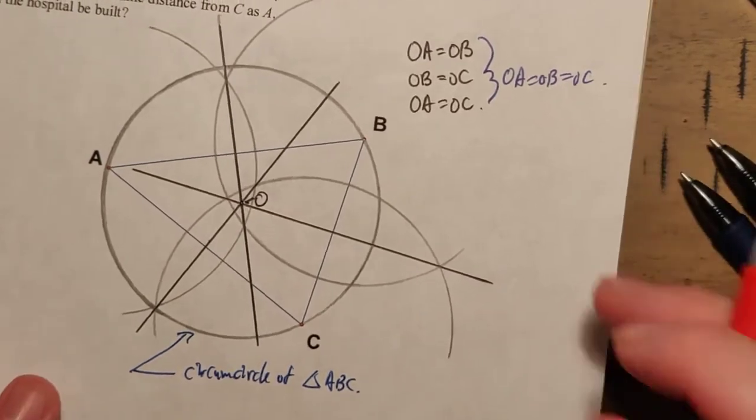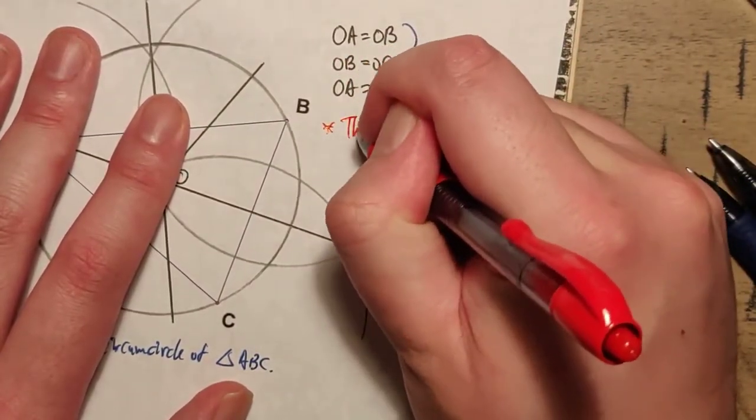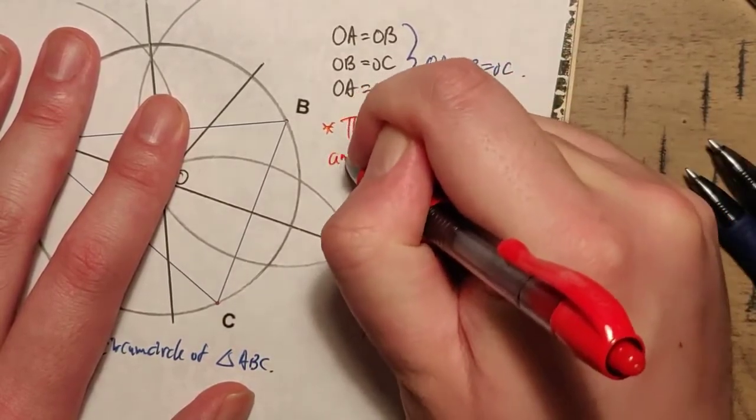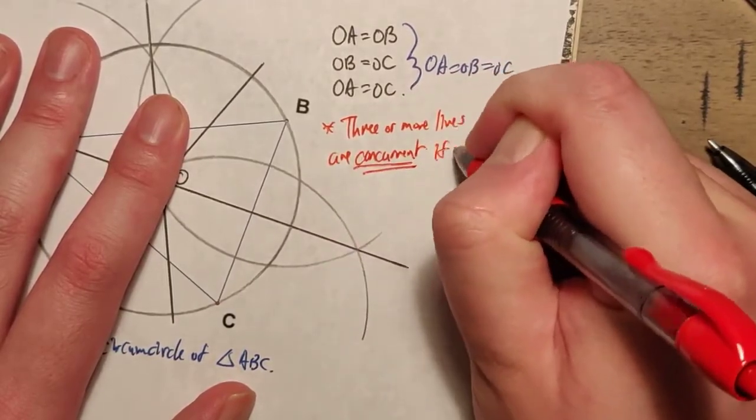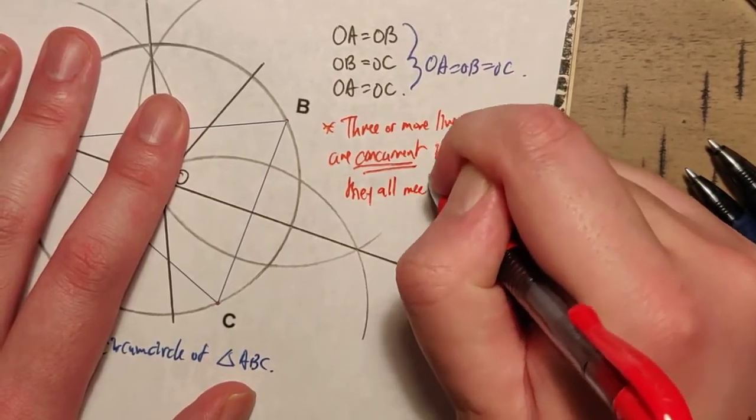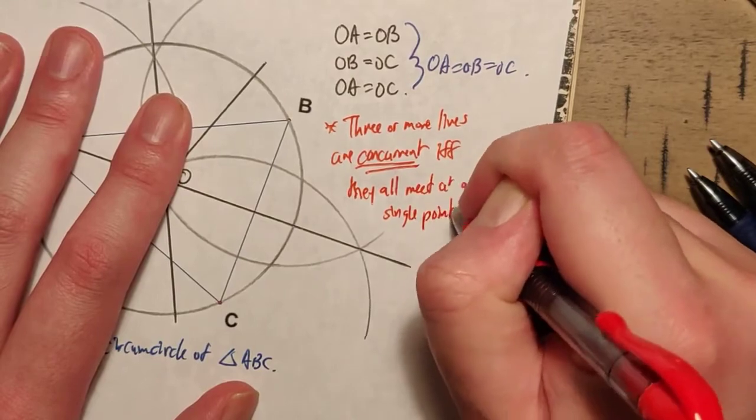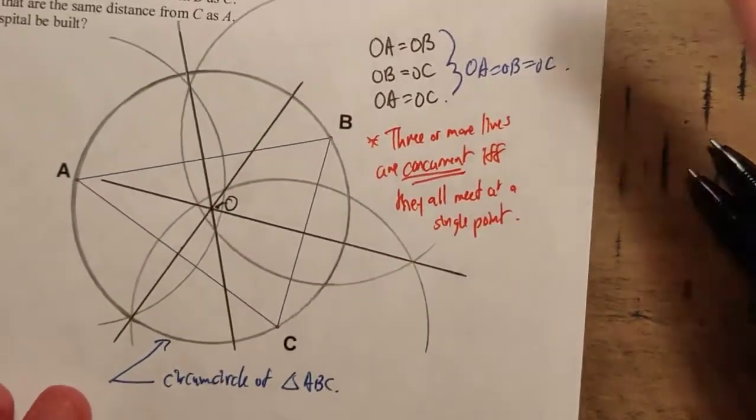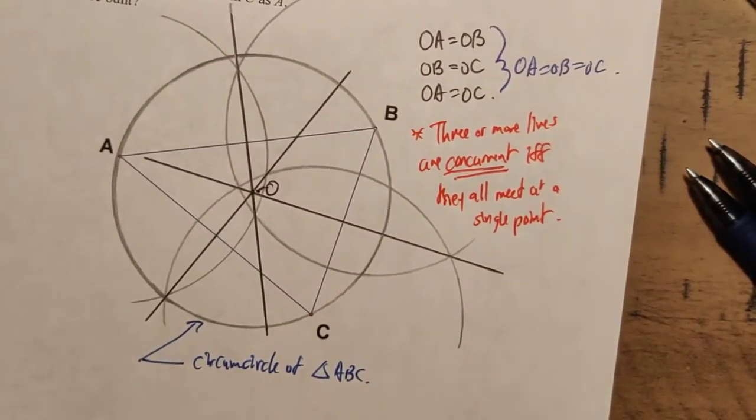So I'll just go ahead and jot this down to the right here. We can say that 3 or more lines are what we call concurrent if and only if they all meet at a single point. Okay, so we refer to this as concurrent. And you can see here that all the perpendicular bisectors happen to be concurrent to one another, and they all create the circumcenter of ABC here.